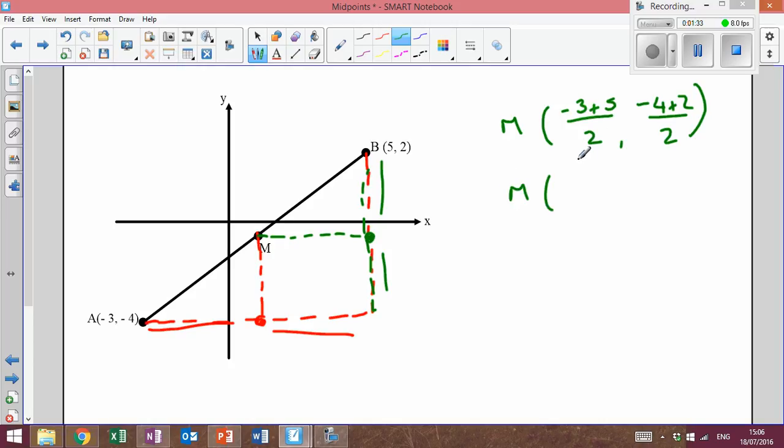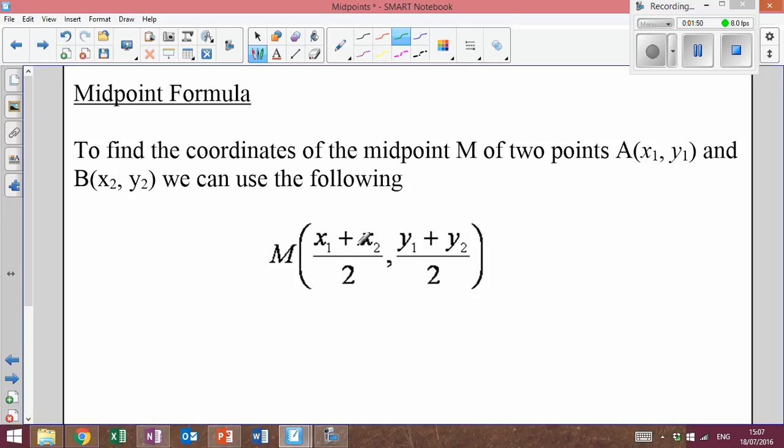So -3 add 5 is 2, divided by 2 is 1, and -4 add 2 is -2, divided by 2 is -1. So the midpoint there is (1, -1). It is exactly halfway between the X coordinates and then exactly halfway between the Y coordinates. There's a wee note that you can use if you want to get that into your notes.